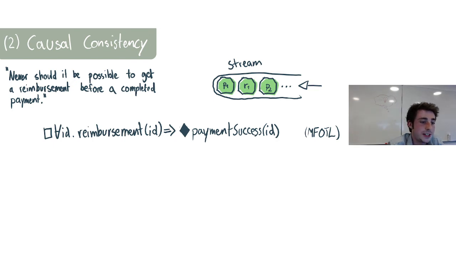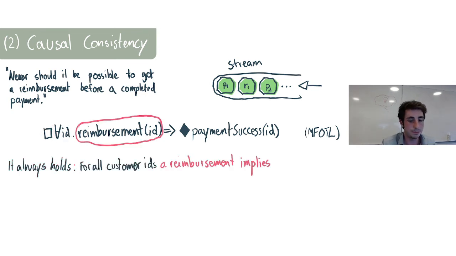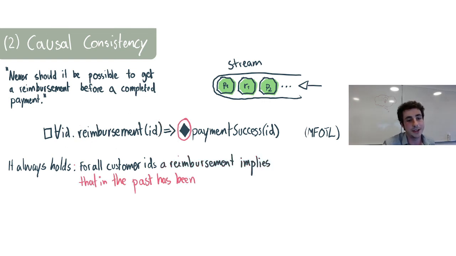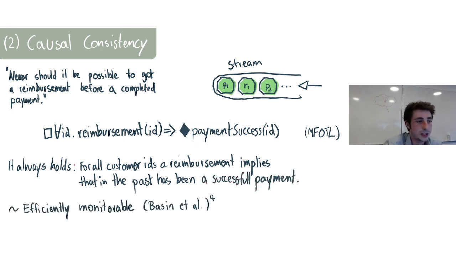And a formula for stating this would look like this, and we are going to get through it step by step. So this first thing here means it always holds that for all customer IDs, if there is a reimbursement, then that implies that in the past there has been a successful payment. And these formulas are actually efficiently monitorable, and that goes back to a paper by Basin et al. So it is quite a nice way of monitoring these security policies.